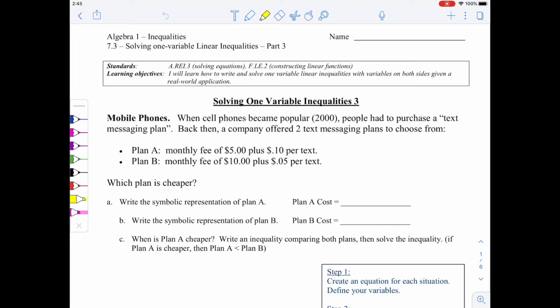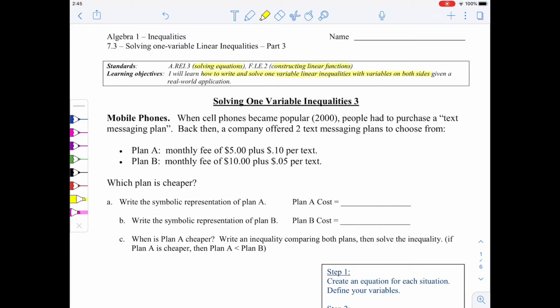Welcome everybody. So this is solving one variable linear inequalities part 3, right? This is 7.3. So this one we want to learn how to write and solve one variable linear inequalities with variables on both sides, given a real world application, right? So we're involving solving equations, inequalities, and constructing functions.